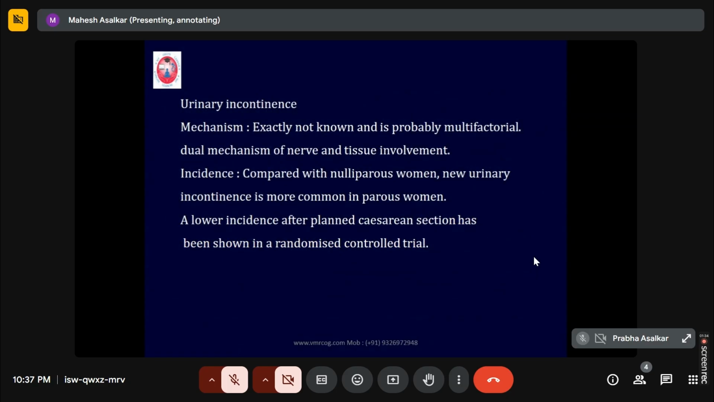Okay. Now, last is urinary incontinence. Now, why does urinary incontinence occur exactly is not known, but most probably it is multifactorial. There are dual mechanisms of nerve and tissue involvement. Incidence is compared with nulliparous women. New urinary incontinence is more common in parous women. Okay. Lower incidence after planned cesarean section has been shown in a randomized trial.